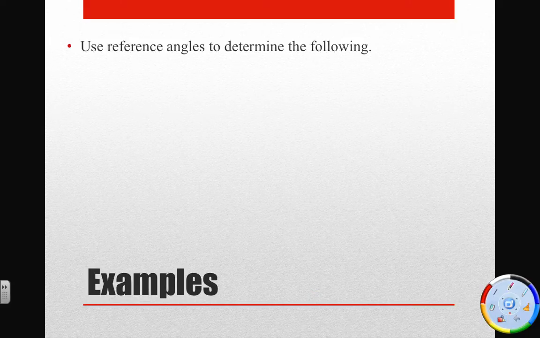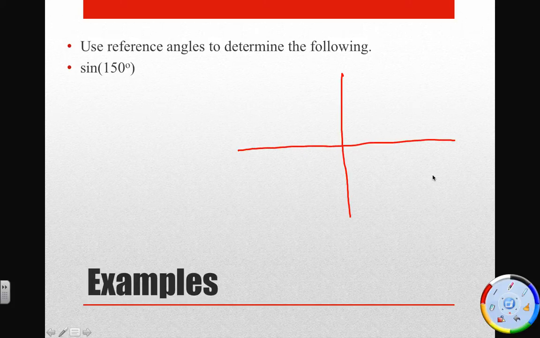Use reference angles to determine the following. Sine of 150. So let's break this down. Let's look at what is 150 degrees. So 150 degrees, let's change colors here. 150 degrees is somewhere about there. It's on your unit circle. It is actually one of our special angles. So this is 150 degrees, but I don't have a hand trick for 150 degrees. So what I want to do is find the reference angle. Well, since 150 degrees is on my circle, it's automatically got a special reference angle.